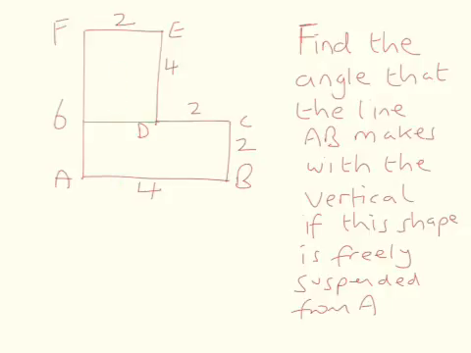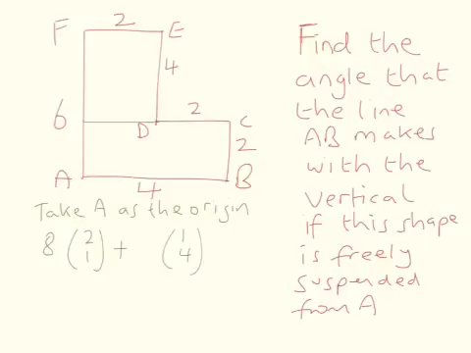So if we take A as the origin, then the centre of mass of this rectangle here is going to be at 2, 1, and this mass is going to be proportional to 8. And then in the second rectangle, the centre of mass is going to be 1 along and 2 plus 2, 4 up. And again, the mass is going to be proportional to the area. 4 times 2 is 8.